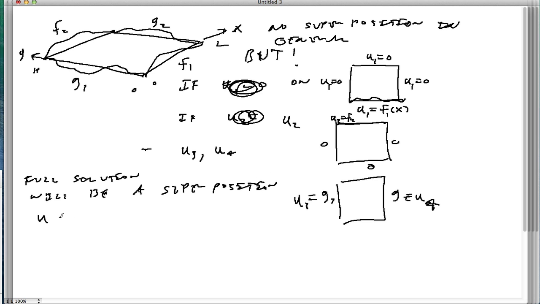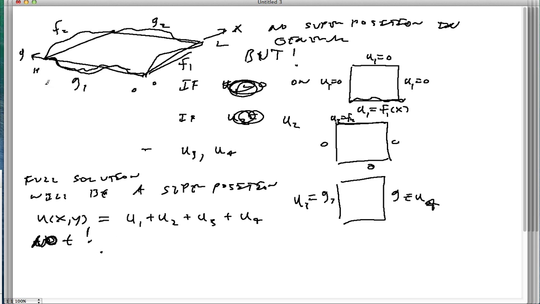So that means u of x comma y. Remember, there's no t here. The reason there's no t is because we're considering the equilibrium solution where nothing changes in time. So it's only a function of x and y. It will be the sum of our four functions, each satisfying one of the side boundary conditions and 0 in the others.